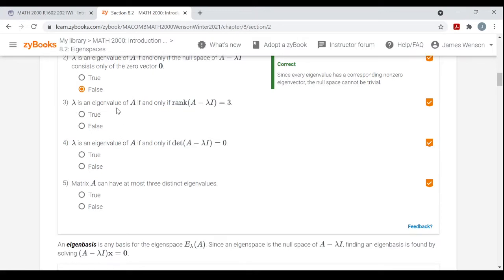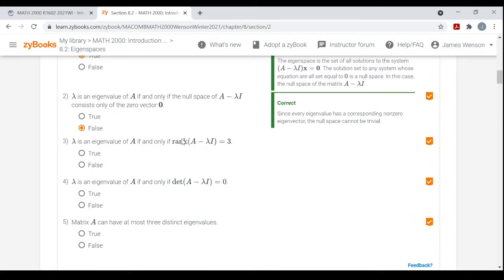How about lambda is an eigenvalue of A if and only if the rank of A minus lambda I equals 3? Now remember, this was a 3 by 3 matrix. Well, no, this is basically the same statement as the previous one. Remember the rank-nullity theorem? The rank of A minus lambda I is 3 means that the nullity would be 0, since rank plus nullity equals the number of columns. And if the nullity is 0, that would mean the null space of A minus lambda I consists of only the 0 vector. So these two statements are actually the same thing and therefore both false.